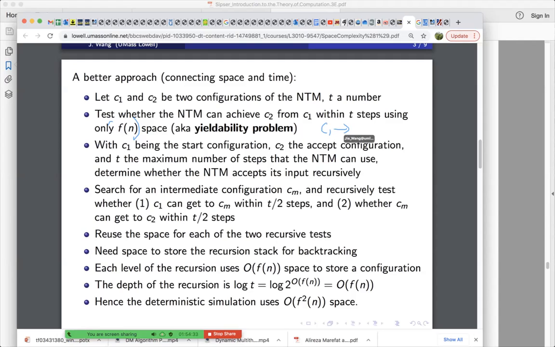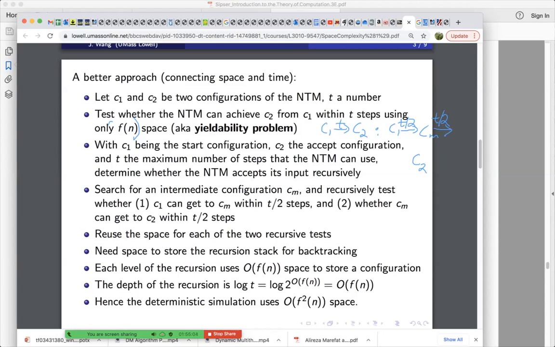So in other words, C1 goes to C2 in T steps. We can break it into C1 goes to CM in T over 2 steps. And then from CM, we go to C2 in T over 2 steps. So you combine them, it still is equivalent, right? That is equivalent to C1 going to C2 in T steps. So that's what it is.